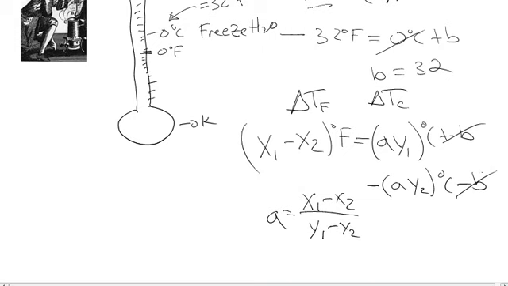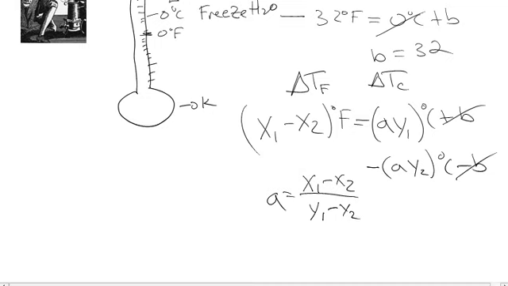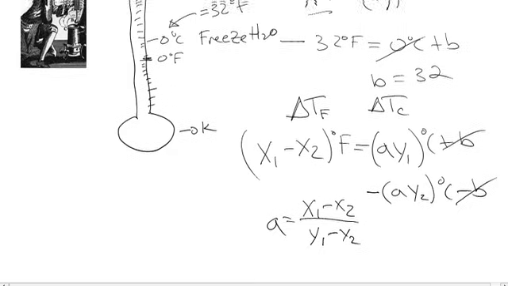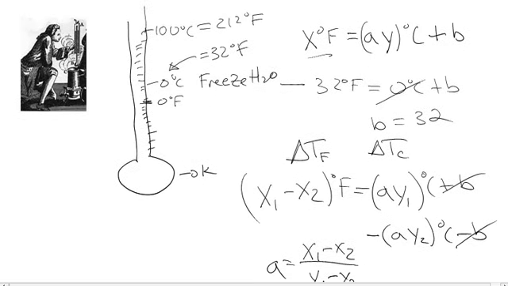And so if you know two temperatures that are equivalent, so an x1 that corresponds to a y1, that is a temperature in Fahrenheit that corresponds to a temperature in Celsius, and then another one just like that where you know the temperature in Fahrenheit and the temperature in Celsius, then what you can do is you can figure out what a is. And we know just that from the boiling point and freezing point.